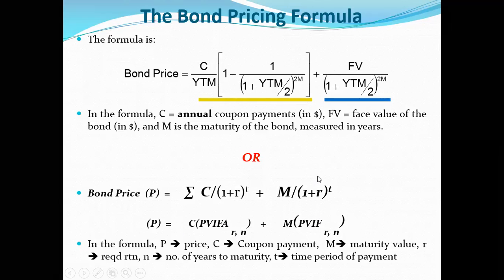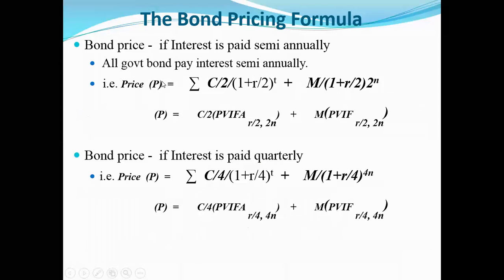Clear? So accordingly, we will use these parameters to find out the price of a particular bond. Now, as Rohin said, if we have to calculate interest semi-annually, this is the formula that I'm going to use hereafter. And whenever interest has to be calculated on a quarterly basis, I'm going to use the next part. Clear? That is quarterly basis.